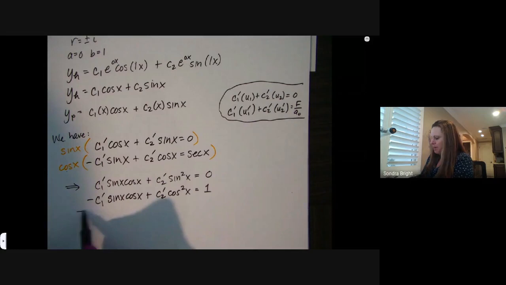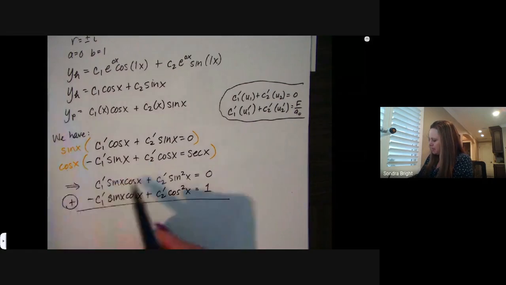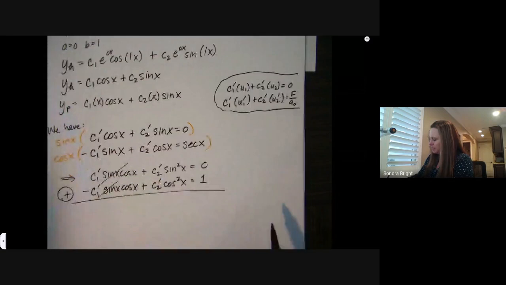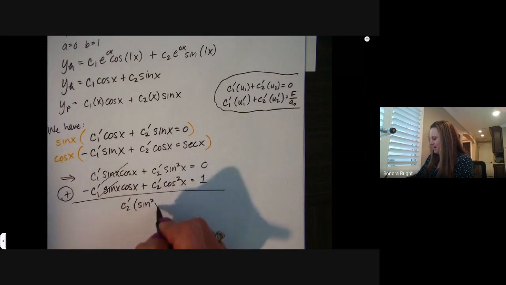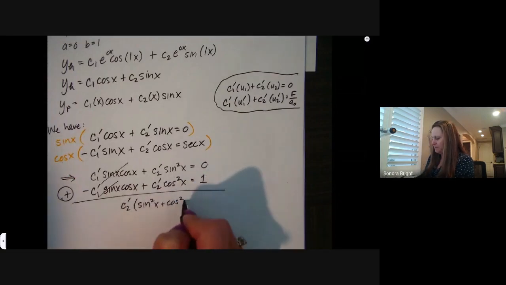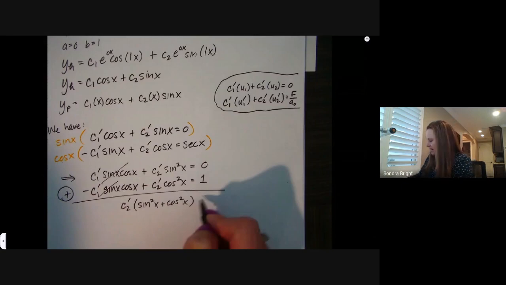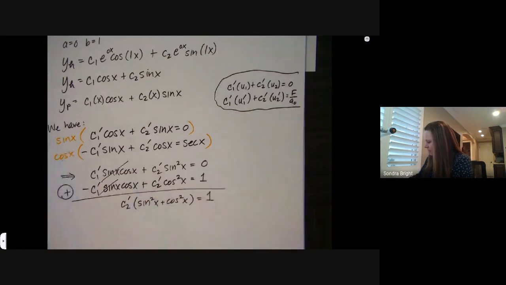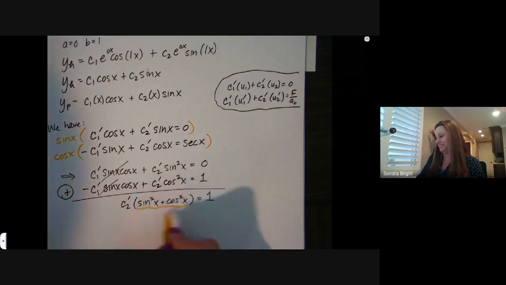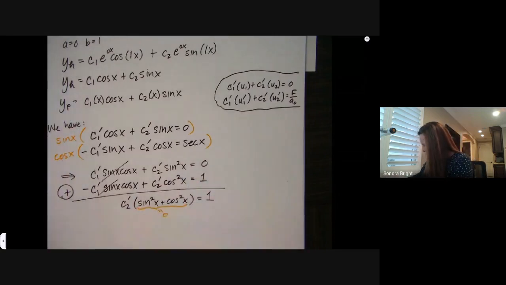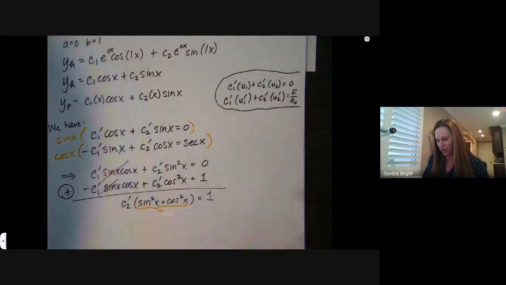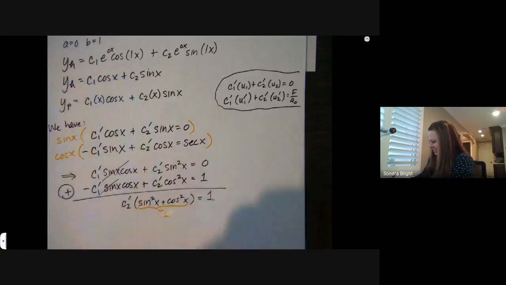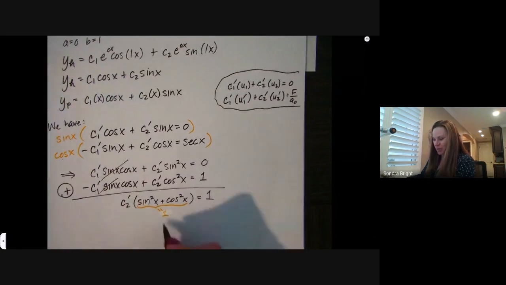And the C1 terms cancel out. Then these become C2 prime times the quantity sine squared plus cosine squared, and 0 plus 1 is just 1. Of course, you know your Pythagorean identities: sine squared plus cosine squared is not 0. Oh my Lord, it's 1, of course. And so C2 prime is just 1.